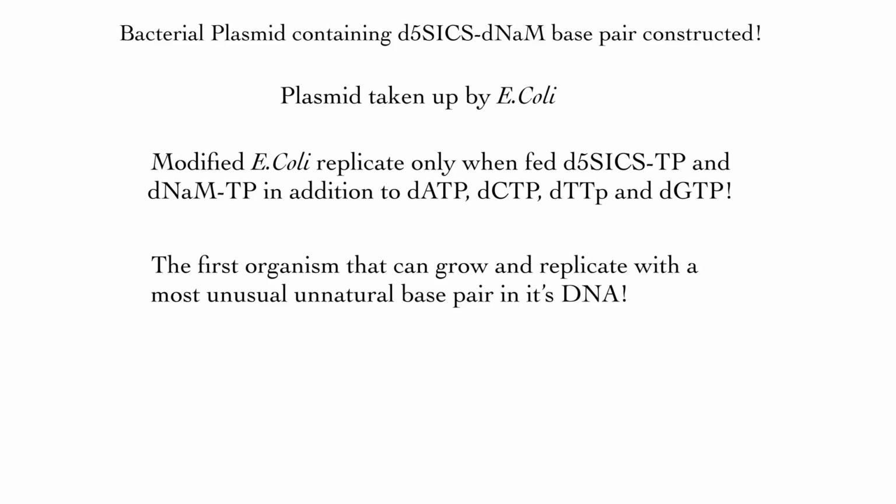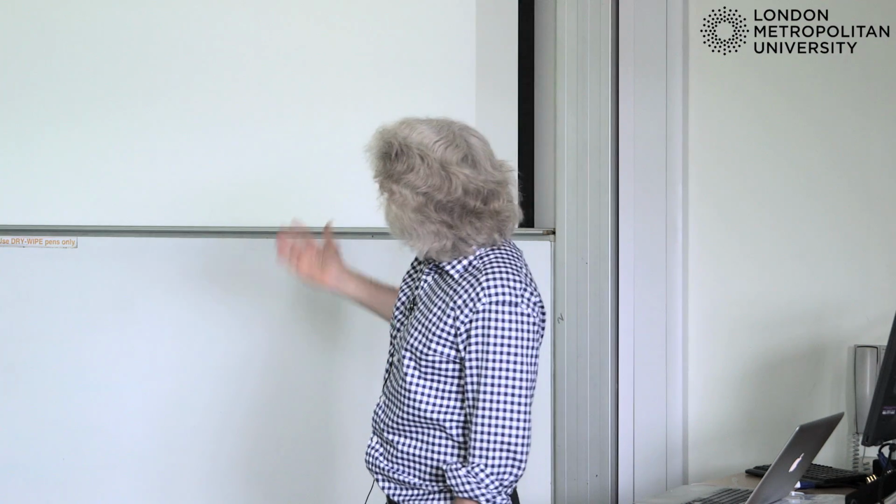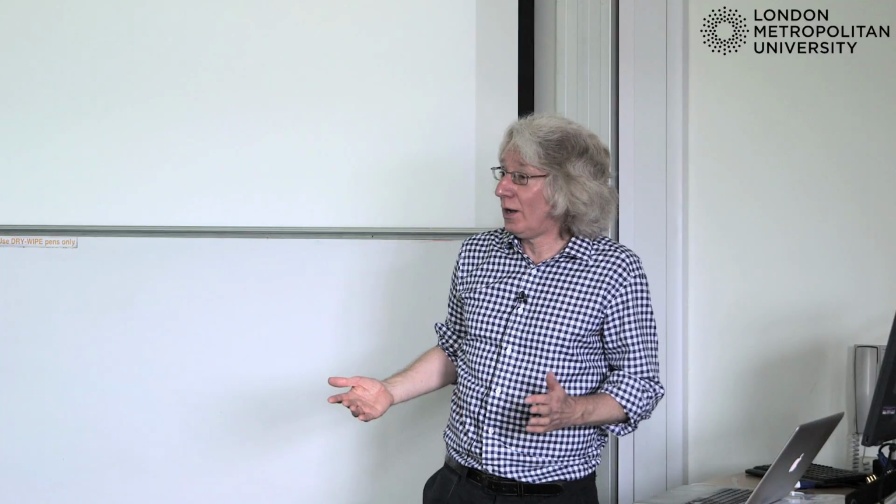So this is kind of like a non-standard organism, if you like, which has got one base pair, one D5,6 DNAM. It's the first organism that can grow and replicate with a most unusual unnatural base pair in its DNA. So Steve Benner's group has not tried this, but I'm sure he would. There's no reason why he couldn't do the same experiment with either iso-C and iso-G or Z and P.